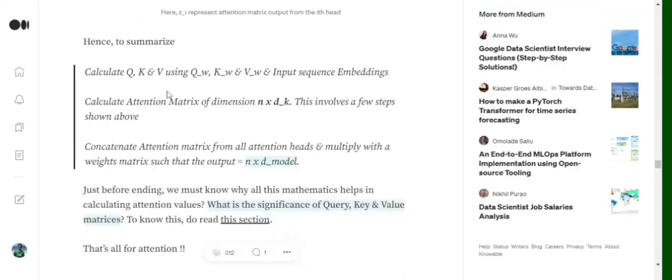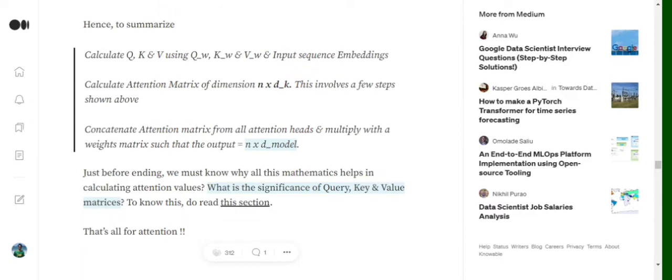So summarizing, first of all, we need to calculate Q, K, V using the query weights, key weights, and value weights, and the input sequence embeddings. You remember we need to multiply input sequence embeddings with query weights, key weights, and value weights. The attention matrix is calculated with dimension n cross dk. Now dk is the dimension of the key matrix, if you remember. If we are using multi-head attention, we need to concatenate all the attention matrices that we have generated.